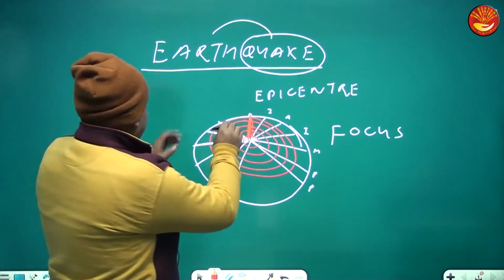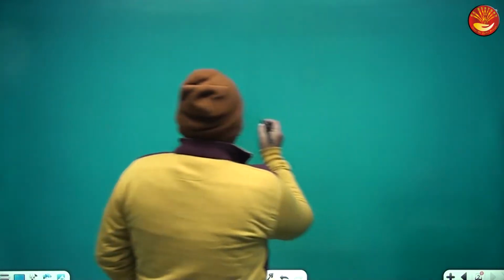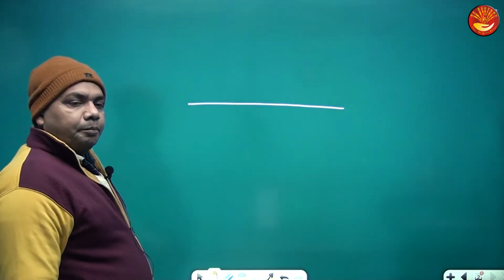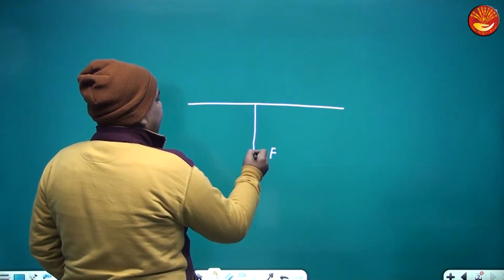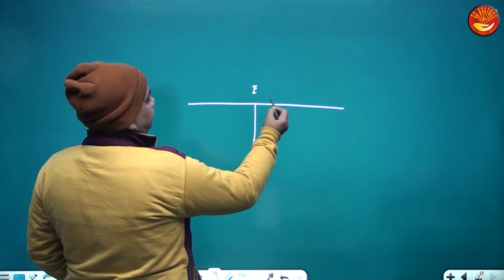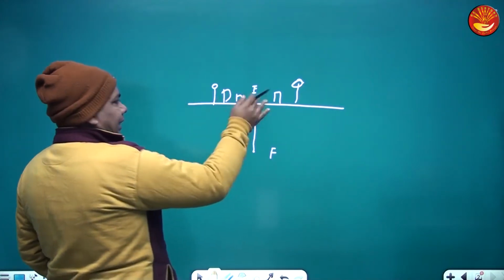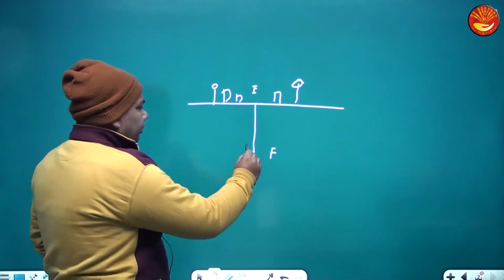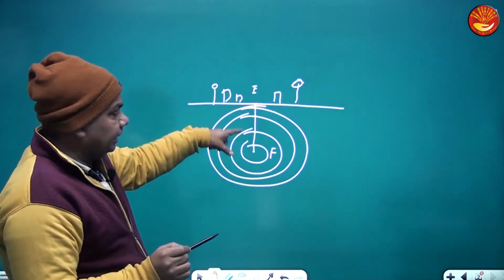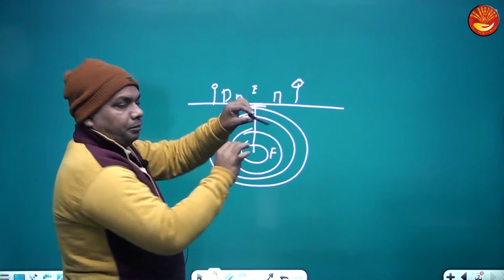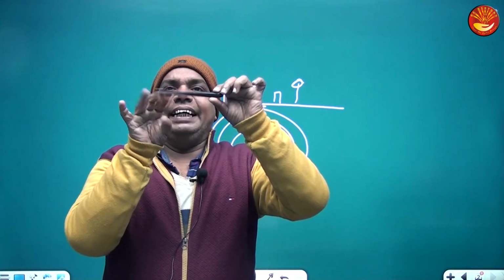Now let's see. Suppose this is our earth surface, and this is the focus. The area vertically lying above the focus is the epicenter. Here you have a human settlement on the top of the earth surface. So earthquake waves originating from the focus first reach near the epicenter since it is the shortest distance. These earthquake waves originating from the focus strike vertically beneath.